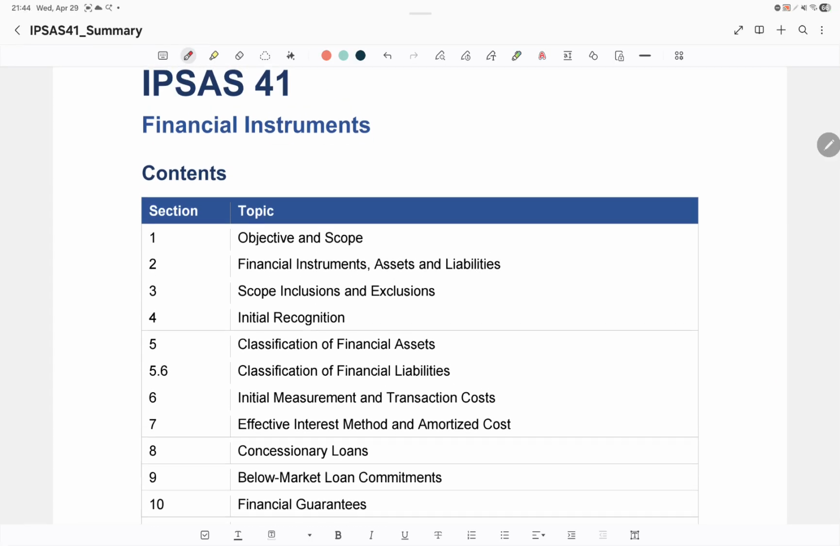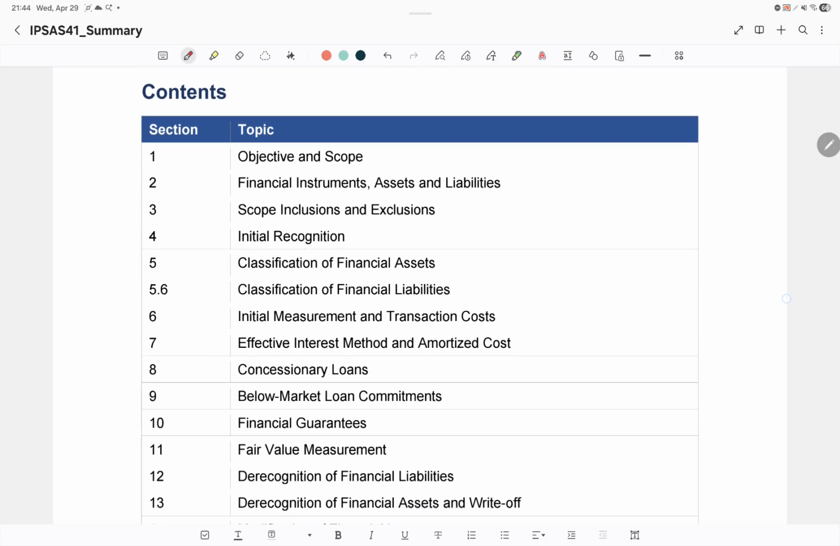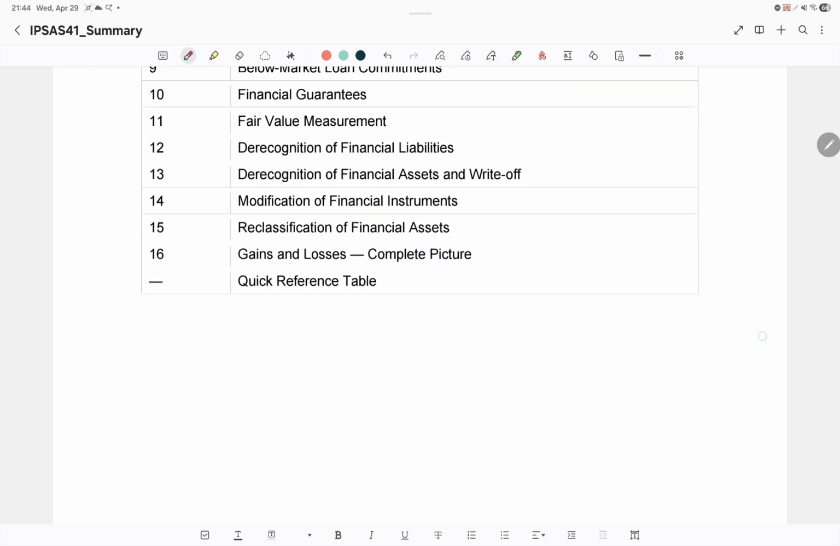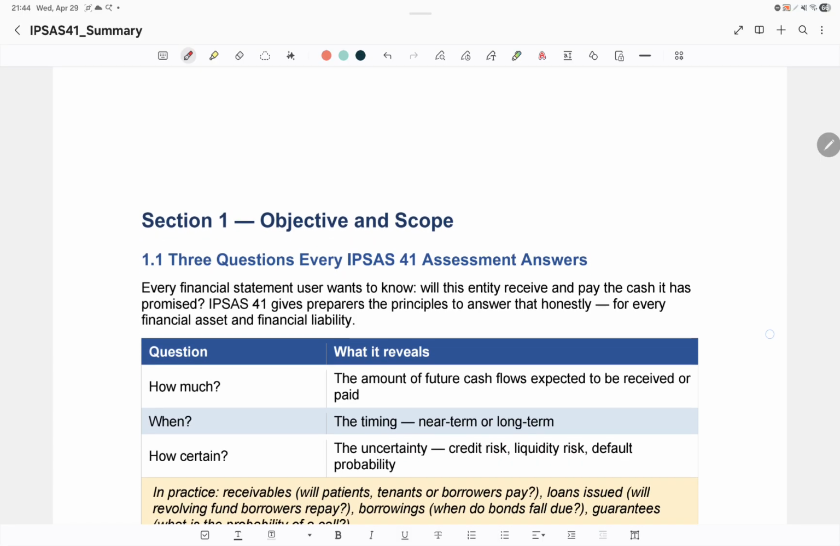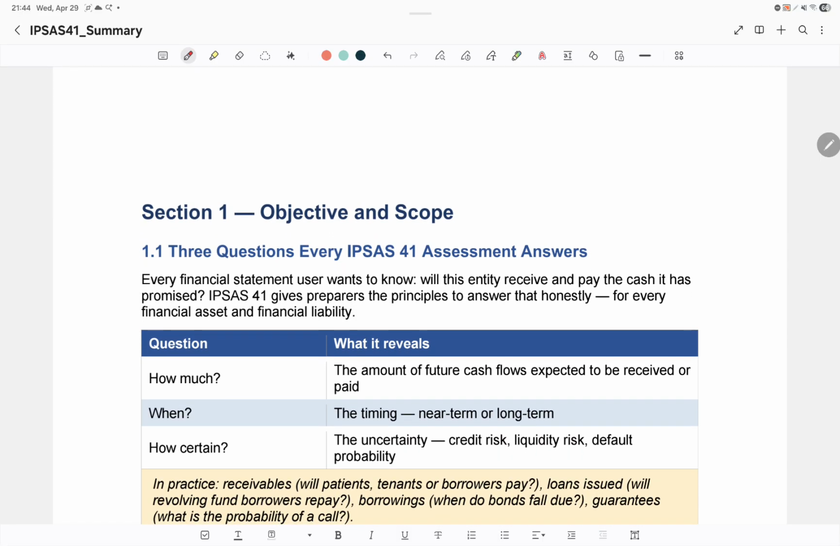So today we will cover the financial summary of financial instruments. We will start with the objective, and this is my outline. But let me go straight to the point: objective and scope.